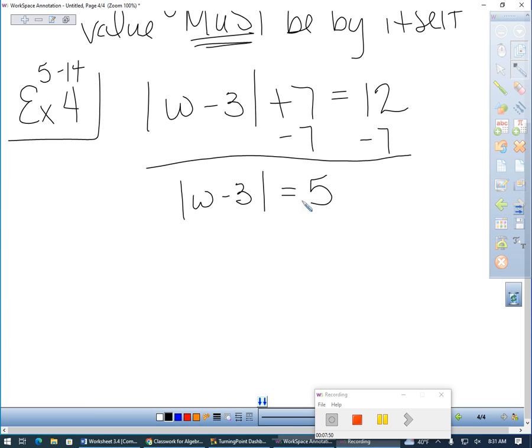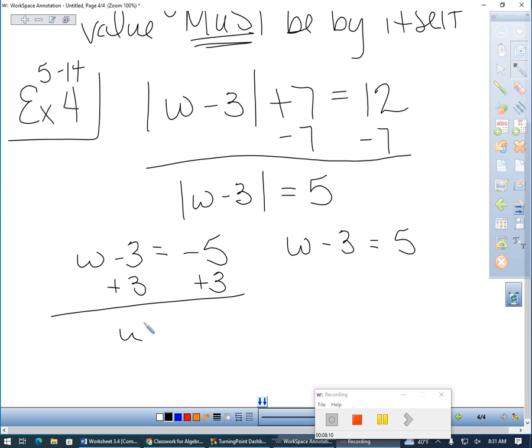Now is the absolute value by itself? Now I can go ahead and split it into 2. w minus 3 equals negative 5, and w minus 3 equals positive 5. Solving the first one, I'm going to add 3 to both sides. So I have w is equal to negative 2. Over here, I'm going to add 3 to both sides, and w is equal to 8.